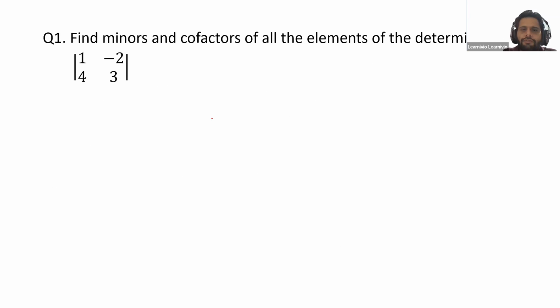Okay. Next question: find the minor and cofactor of all the elements of the determinant. There are 4 elements. You need to find the minor and cofactor of all these elements. Please try this one.